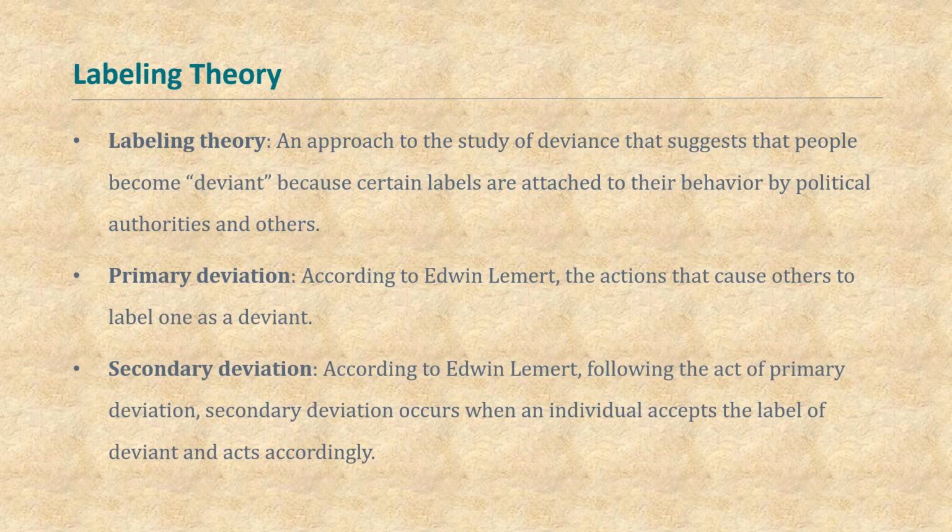The labeling theory, as broken down by Edwin Lemert, looks at labeling as an approach that suggests that some people become deviant because of labels attached to their behaviors. He breaks it down into primary and secondary deviance. According to Lemert, primary deviance is the actions that cause others to label one as deviant, whereas secondary deviation follows the act of primary deviation, and occurs when an individual accepts the label of deviant and acts accordingly.